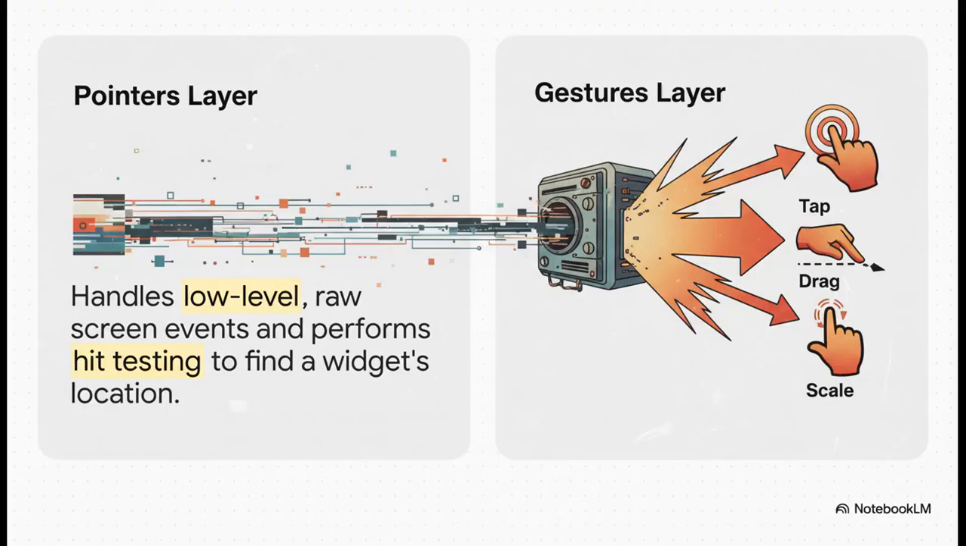And this slide just nails the difference, doesn't it? The pointers layer is all about the sensation. It just feels the touch. The gestures layer is about understanding. It looks at that pattern of touches and says, oh, that quick down and up, I know what that is, that's a tap. Or that down, move, and up, that's a drag.